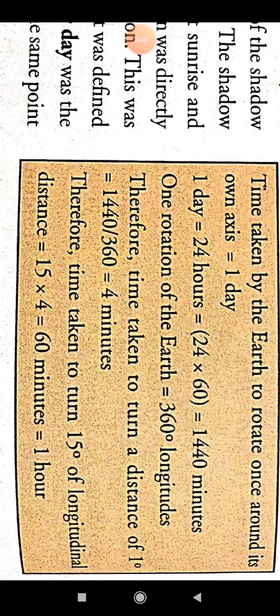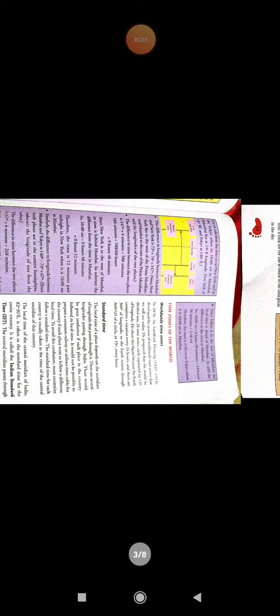So 1440 divided by 360 is equal to 4 minutes. Therefore, the time taken to turn 15 degrees of longitude is 15 into 4, which is equal to 60 minutes, that is 1 hour.